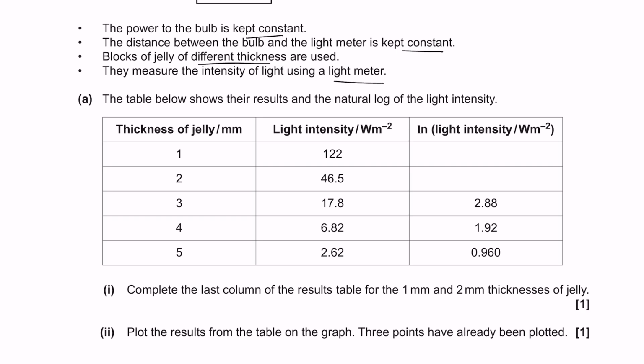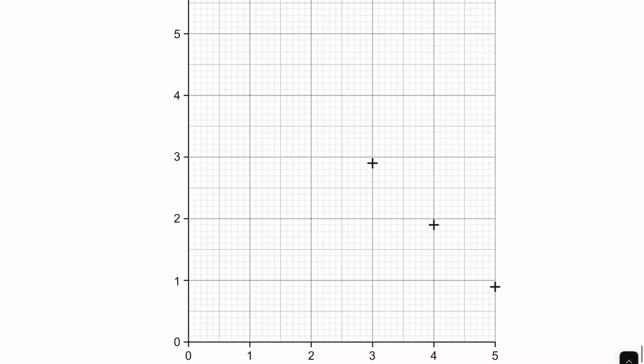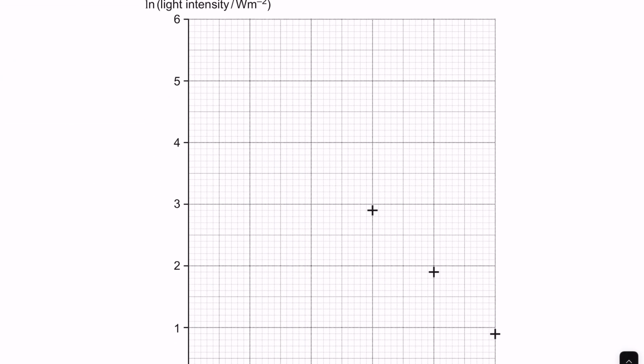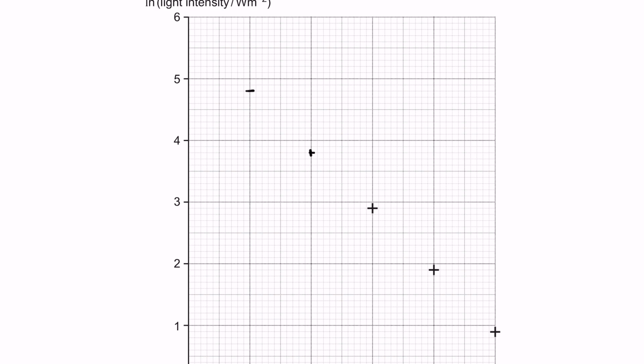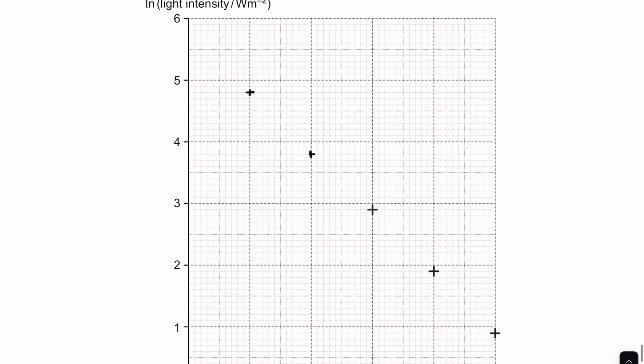So this is basically ln of the light intensity, so that's just really simple. Using a calculator, we get 4.80 and 3.84 to 2 decimal places. And then we have to plot the results from the table on the graph. 3 points have already been plotted for us. So just going to go ahead and plot out. So those are my points, and I'm going to probably draw a line of best fit. Yep, draw a line of best fit.